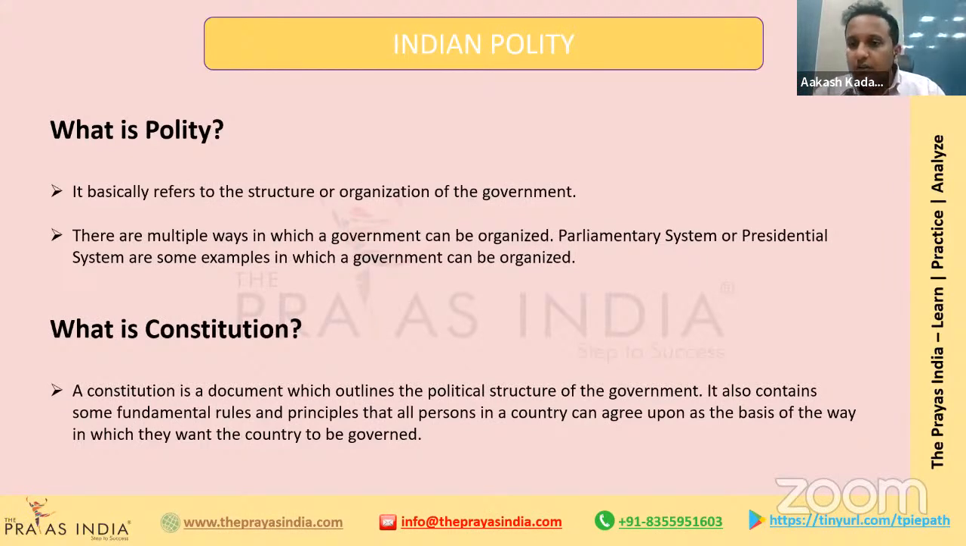Okay. However, the phenomenon of having a constitution, although the word constitution may not have been there in ancient times, yes, there were certain rule books through which the kingdoms or people would govern themselves. Okay. Now, this is a bit brief about the term polity and constitution and its historical linkages.